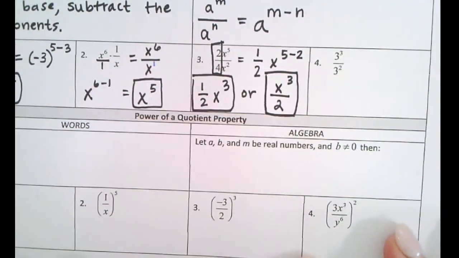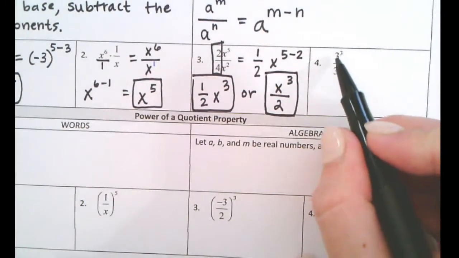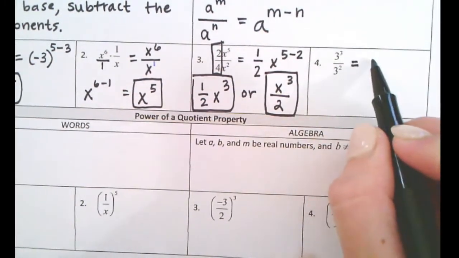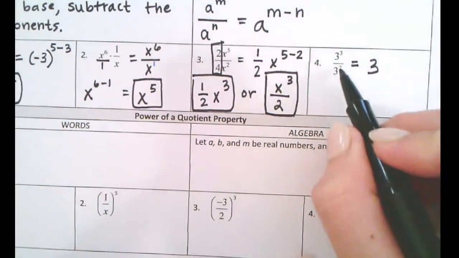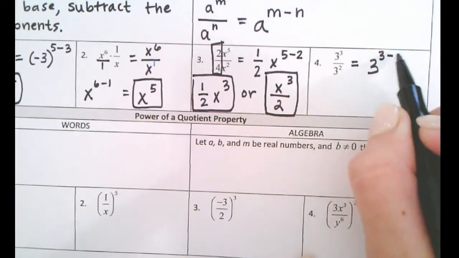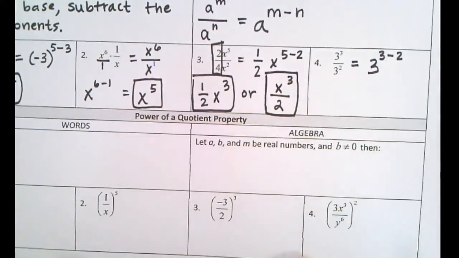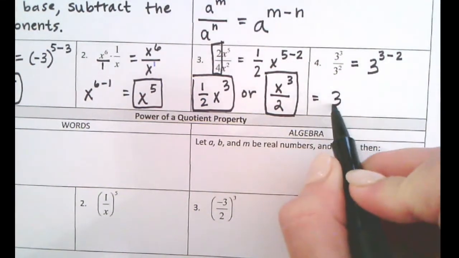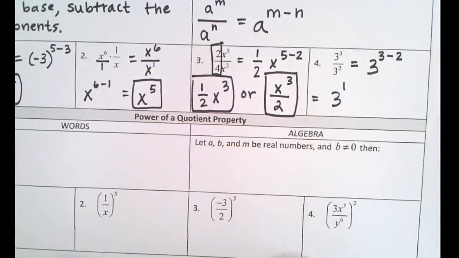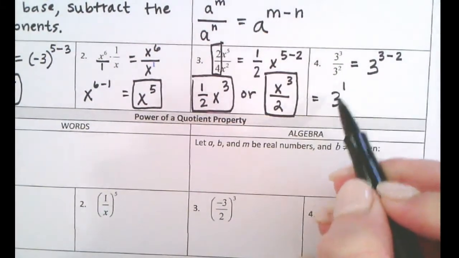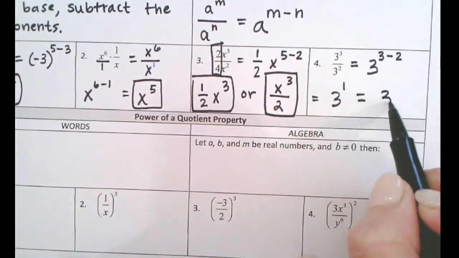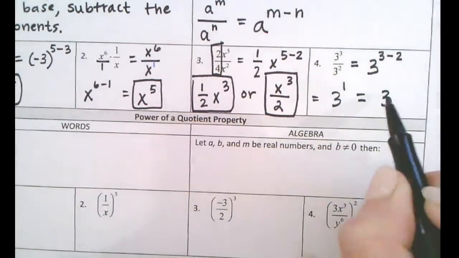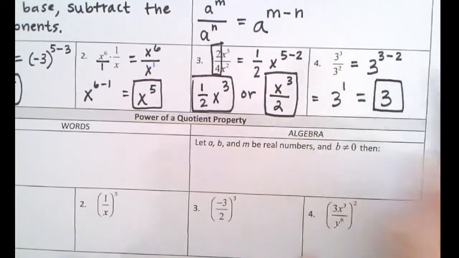Last problem, number 4. My base this time is 3. So I'm going to keep my base of 3. I'm going to raise it to the exponents of 3 minus 2, which gives me 3 raised to the first power. But 3 raised to the first power, you can always make this disappear as the understood 1. So this is just 3.